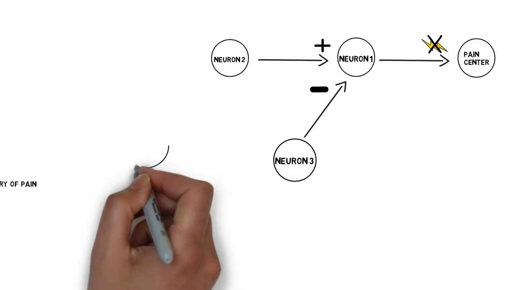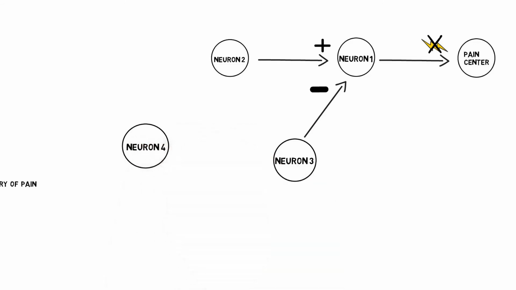Say there's a fourth neuron that synapses on the second neuron, producing an inhibitory signal. This will shut down the second neuron, which then does not turn on the first neuron, so there is no signal received by the pain center.